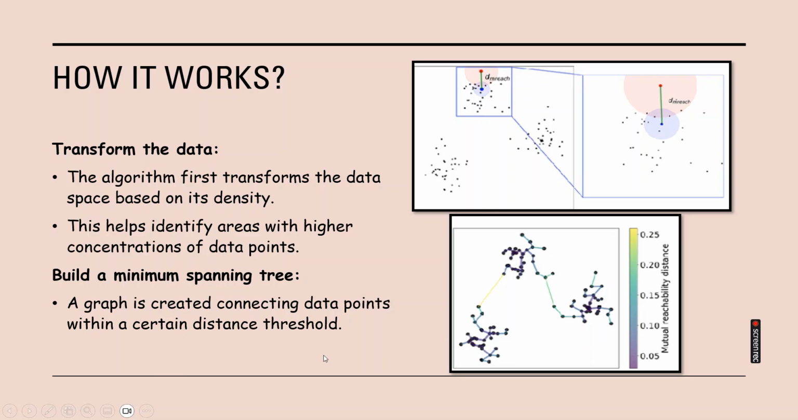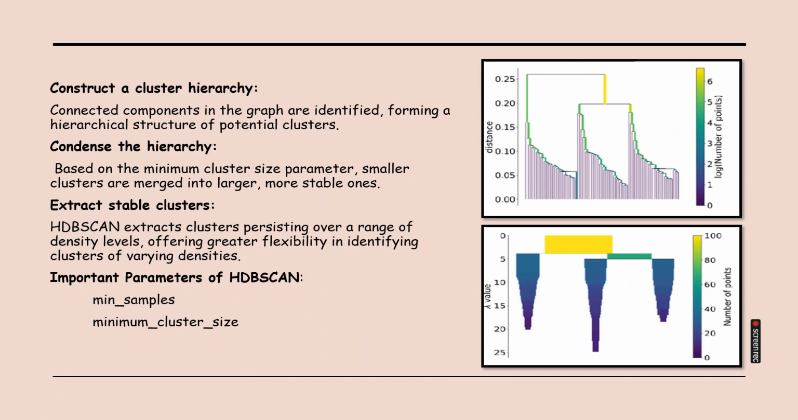So the graph is created connecting data points within a certain distance threshold. Certain distance here is nothing but the mutual reachability distance. Based on that distance, we will create a minimum spanning tree. And once we form the minimum spanning tree, the connected components in the graph are identified, and we will form a hierarchical structure of potential clusters based on the mutual reachability distance.